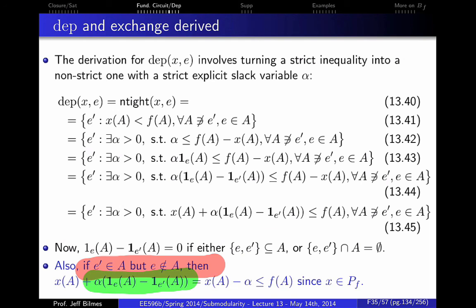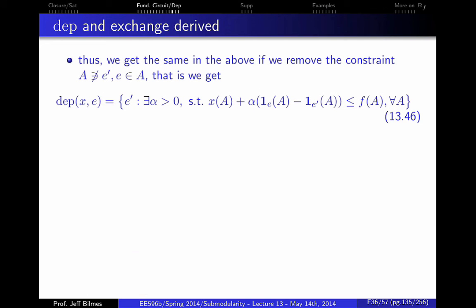So all of the other possible things we could think about adding here, there's 4 possibilities, right? All of them are vacuous. So we don't need them. So we can just get rid of them. And so we just say for all A. Okay? This is still an expression for dep.